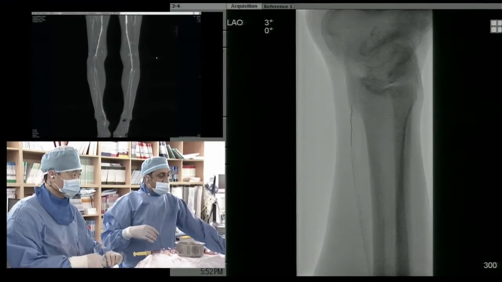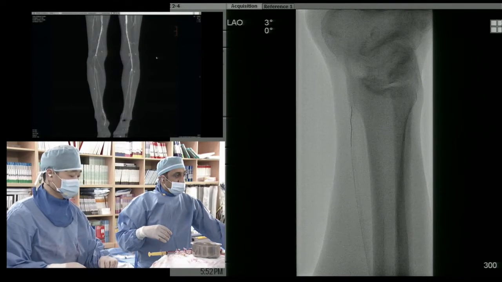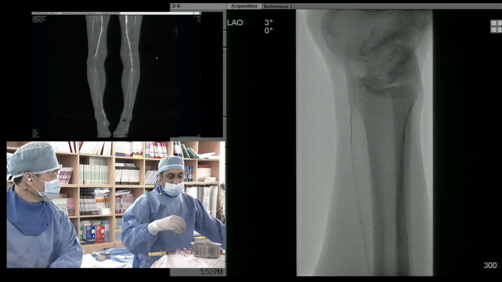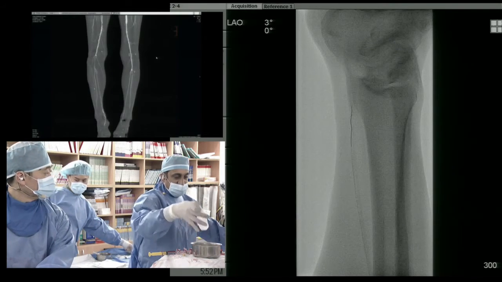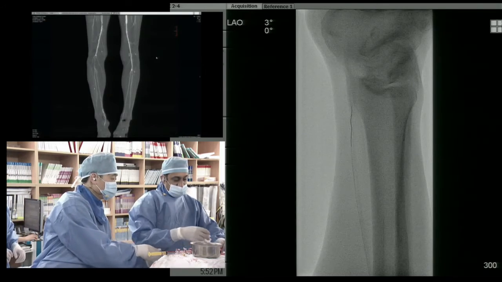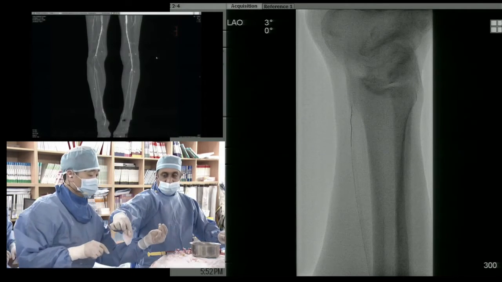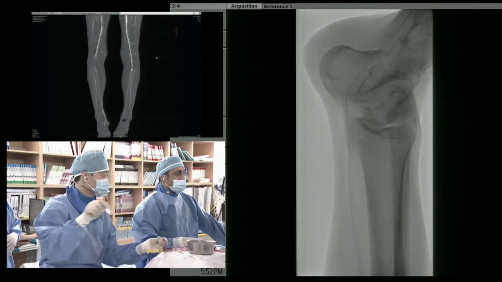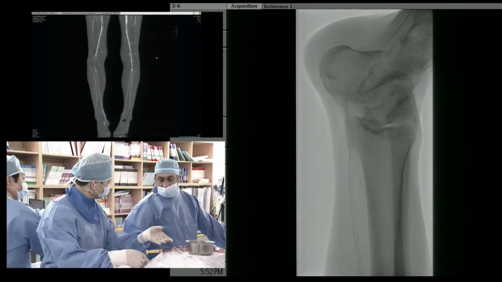And the purpose of the balloon was just to create enough space for the embolic protection device. Let's see if that goes through. Spider.